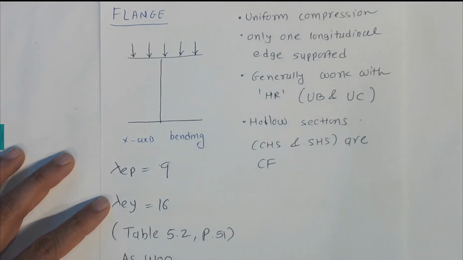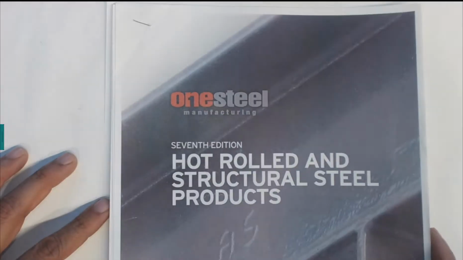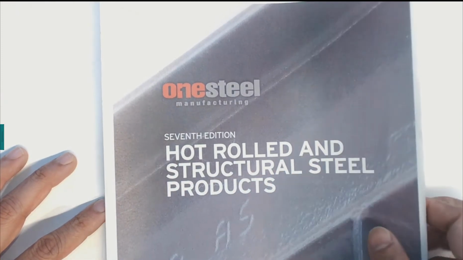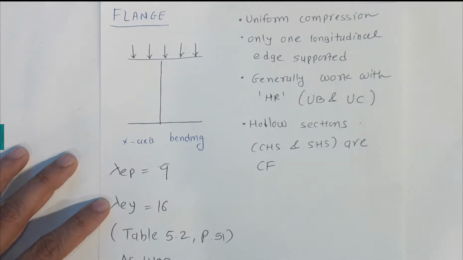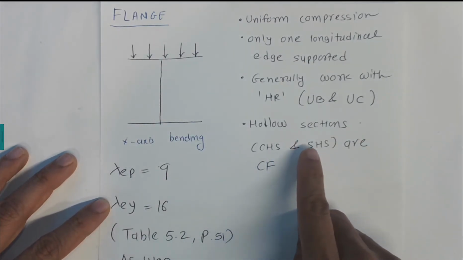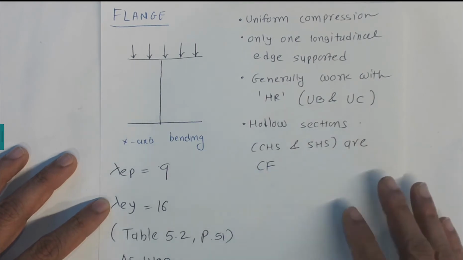Now we generally work with hot roll sections, so all the universal beams and universal columns are hot roll. The steel tables that we are going to use to extract the information are for hot roll sections, the universal beams and universal columns. And hollow sections, circular hollow sections and square hollow sections, are cold formed.